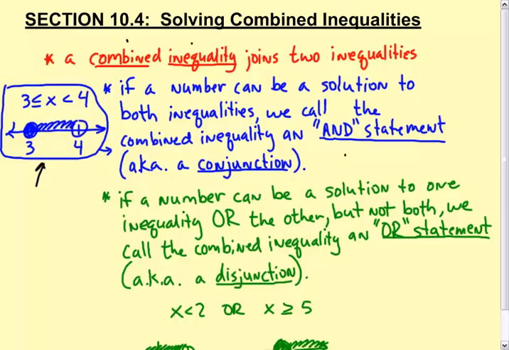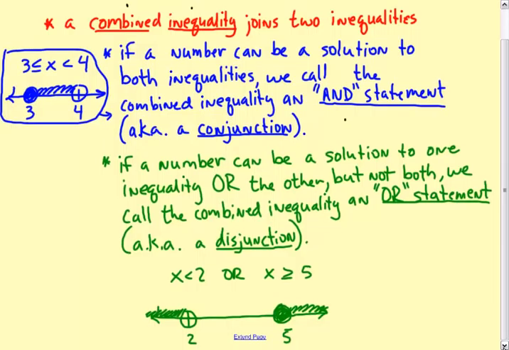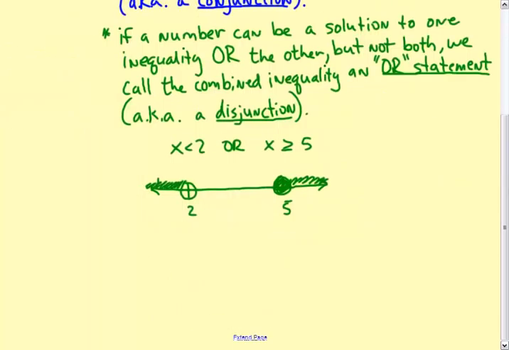Now let's go down here. We're going to look at what's called a disjunction. Get down to the green part here. It says, if a number can be a solution to one inequality or the other, but not both, we call the combined inequality an OR statement, also known as a disjunction, okay? So let's look at this disjunction compound inequality. It says that x can be less than 2, or x can be greater than or equal to 5.